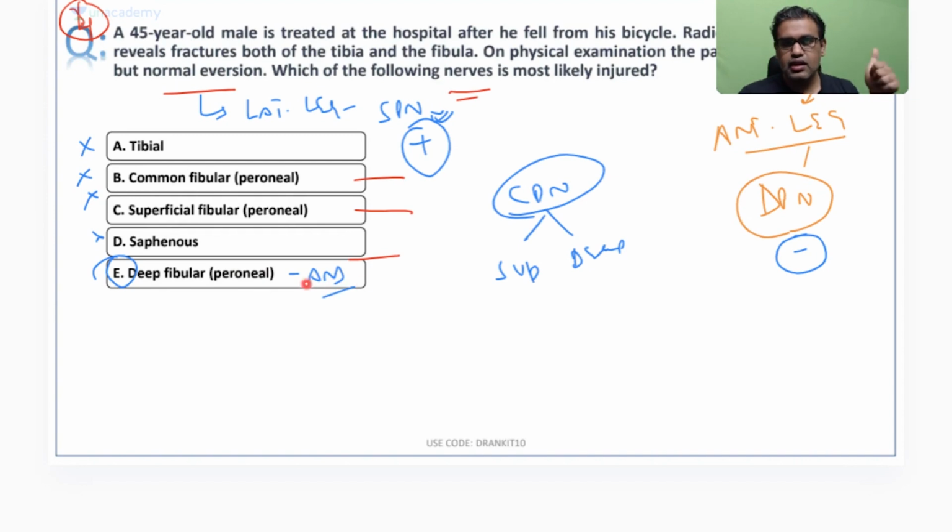Am I clear? Saphenous is a cutaneous nerve. Tibial supplies the posterior leg compartment.